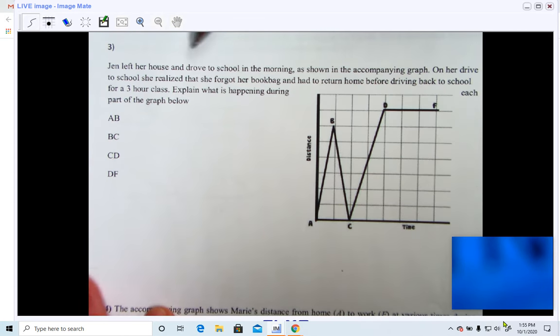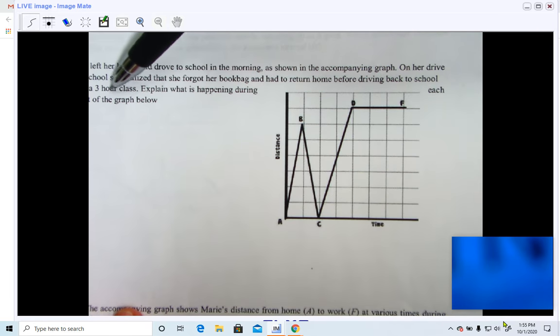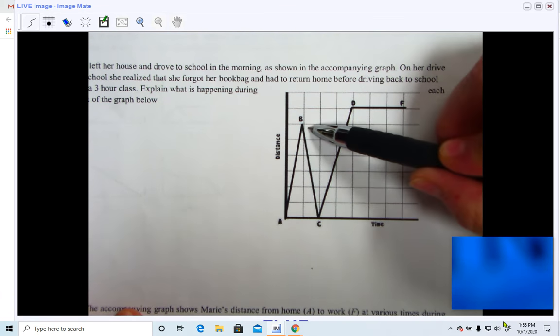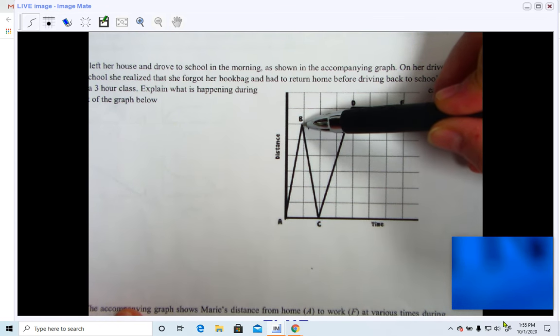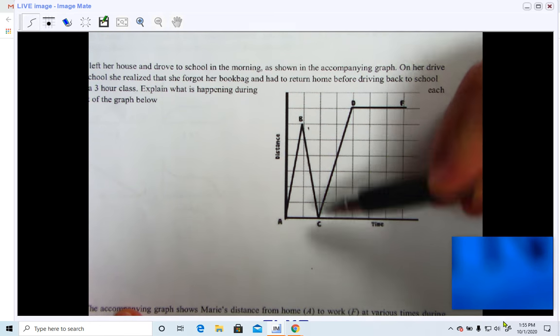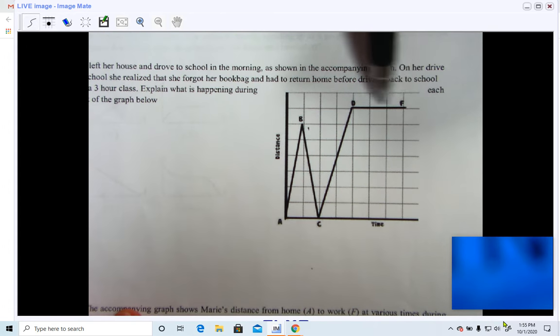Jen left her house and drove to school in the morning, as shown in the graph. On her drive to school, she realized that she forgot her book bag and had to return home before driving back to school for her 3-hour class. Explain what is happening during each part of the graph below. Well, from A to B, Jen was driving to school. She didn't make it to school, so she turned around and went back home at B and C. So C to D, she drove to school, and then from D to F is her 3-hour class.